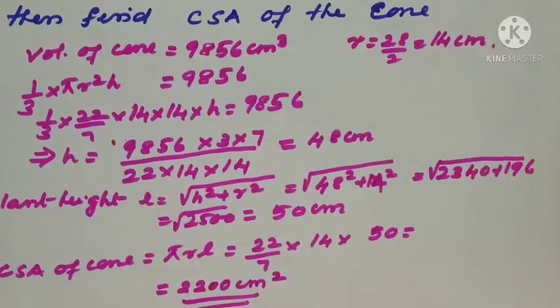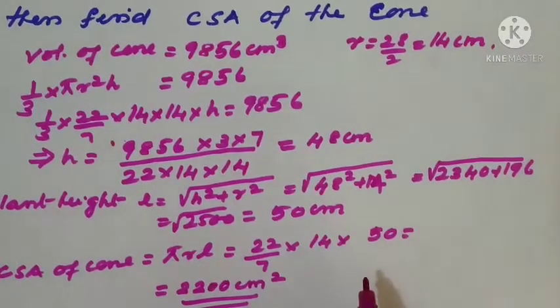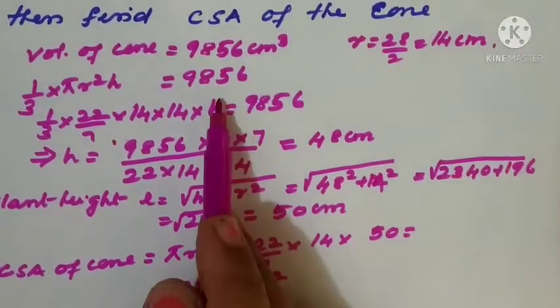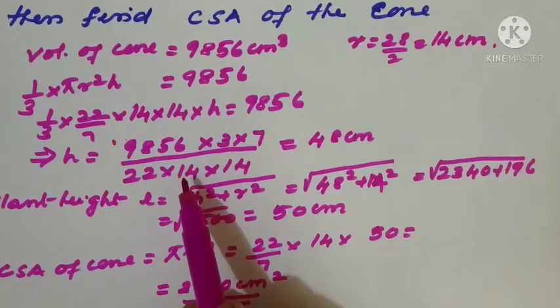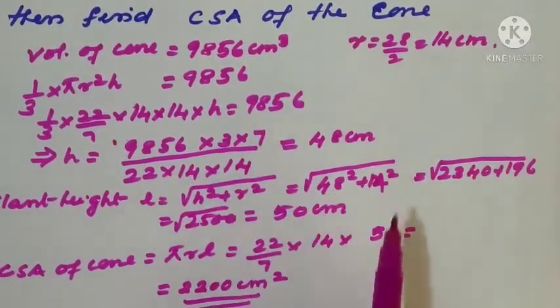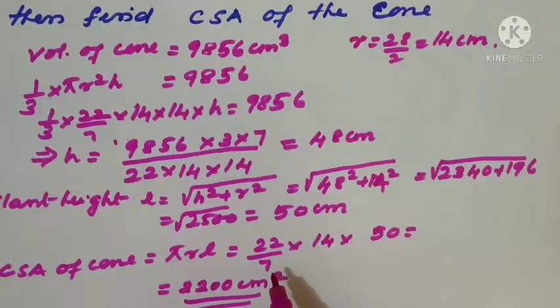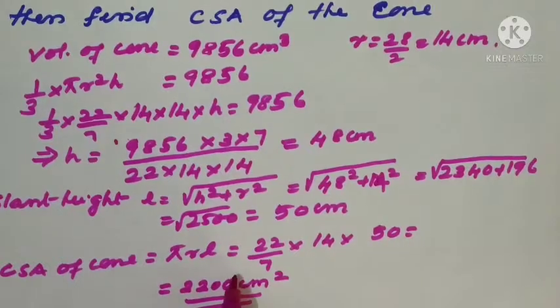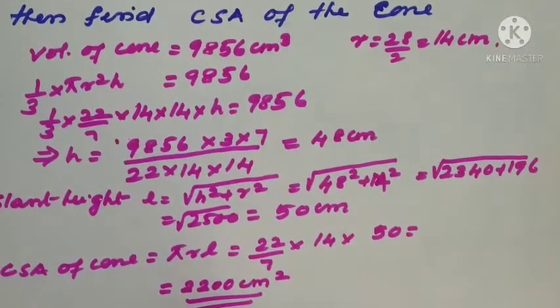Value equal to 2200 centimeter square only. Now what are the steps? Volume is given, from that we have calculated h, and r is given in the question. What is the next step? We have to calculate slant height, because we have to find the curved surface area. Curved surface area of the cone equal to pi rl. So the formula we applied and the answer is 2200 centimeter square only.